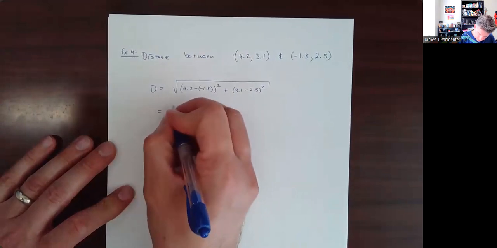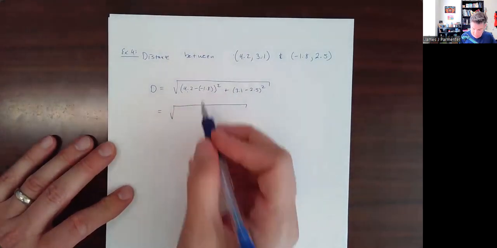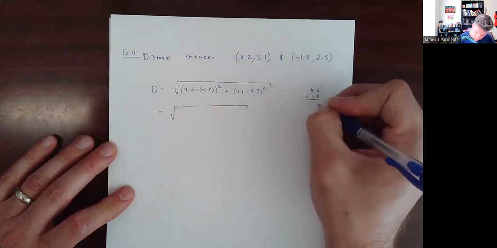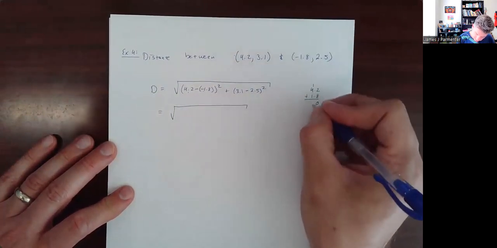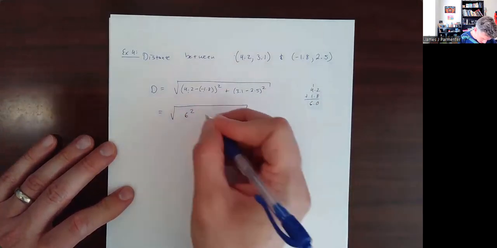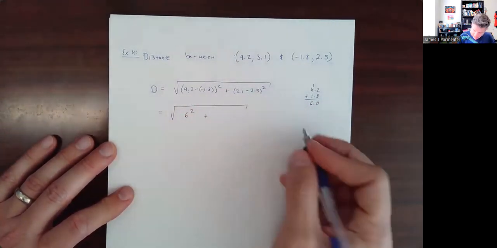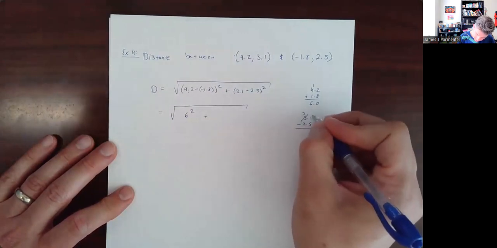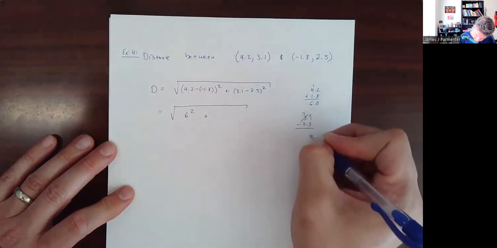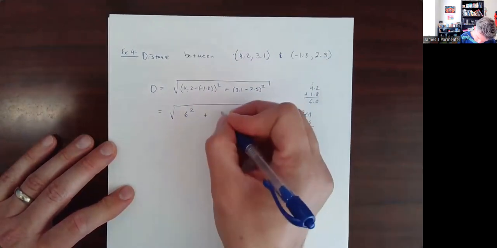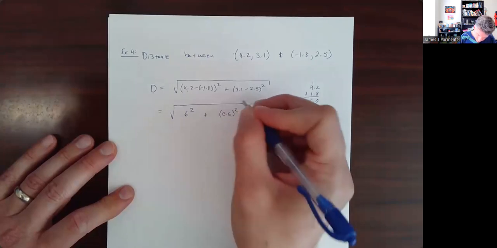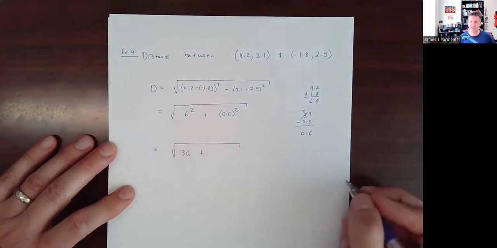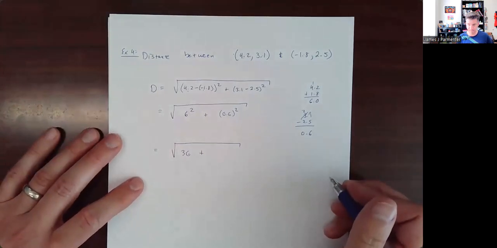So here I'm going to get the square root of 4.2 plus 1.8. 2 plus 8 is 10. Carry the 1. 1 plus 4 plus 1 is 6. That's going to be 6 squared. And then 3.1 minus 2.5. So carry a 1. 11 minus 5 is 6. 2 minus 2 is 0. So that's going to be the square root of 6 squared plus 0.6 squared.